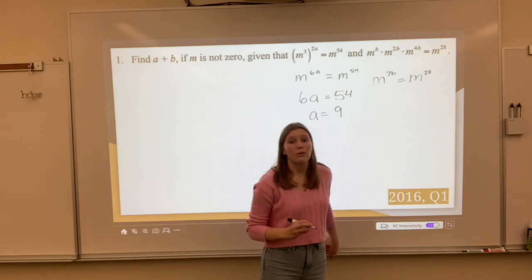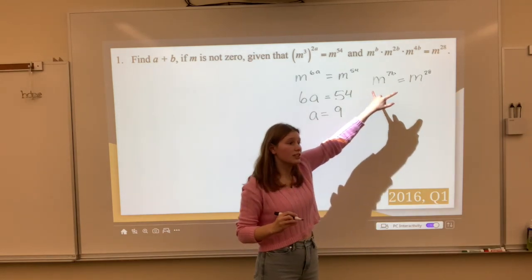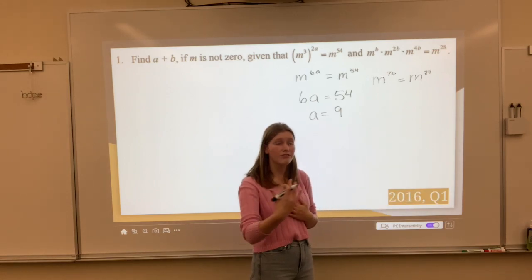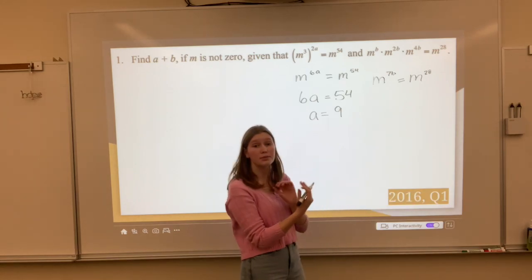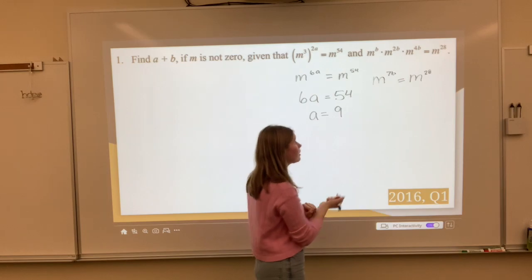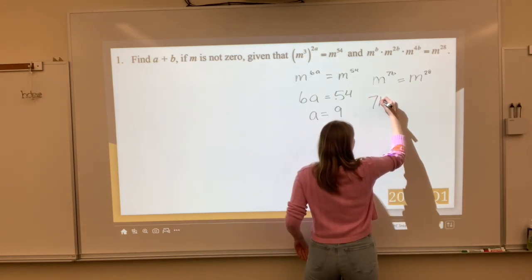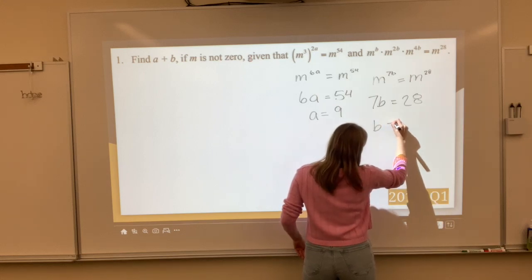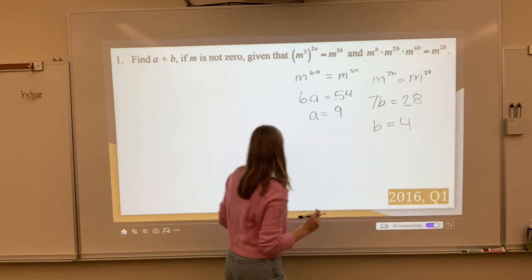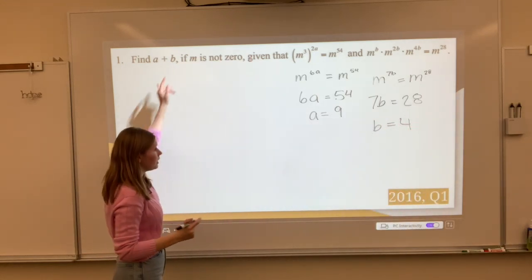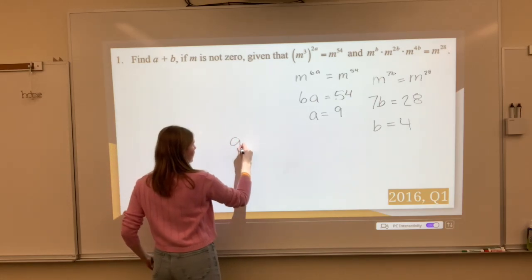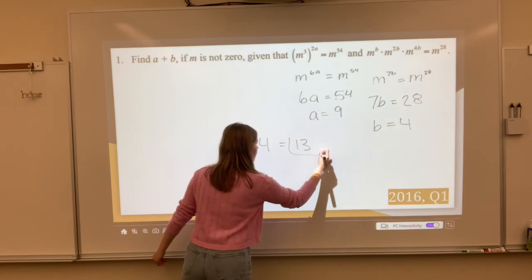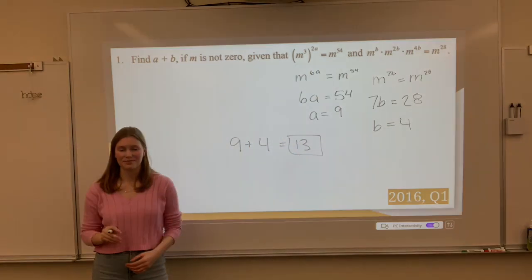Again, we have a base raised to a different value on both sides. We know it has to be an equivalent value on both sides for them to be set equal to each other. So we can say 7b is equal to 28. So we know that b is equal to 4. Now, it's asking for a plus b. All we have to do is 9 plus 4, and that gives us our answer of 13.